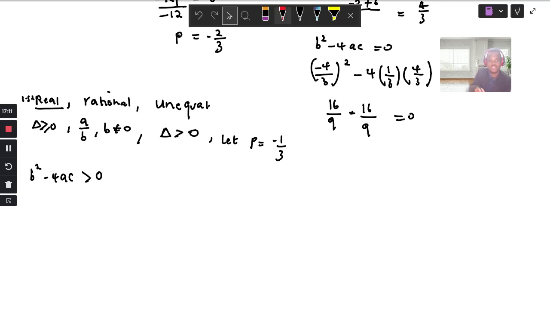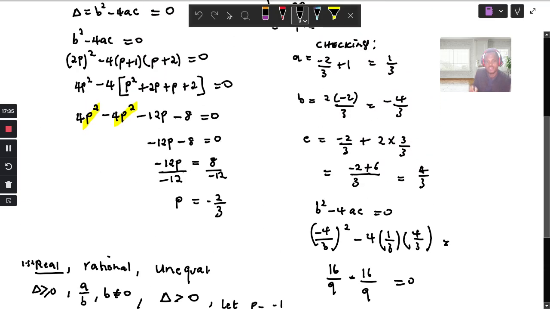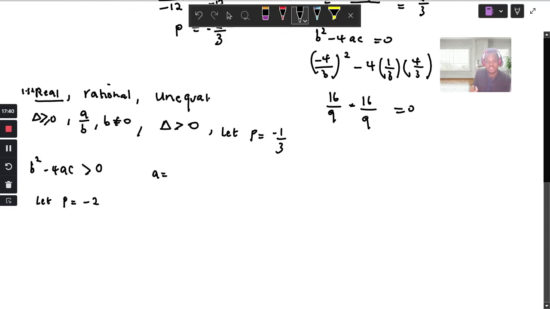So let me check something that is less than minus 1. Let me check minus 2. So if my p is equal to minus 2, let p be equal to minus 2. Start with my a. My a is p plus 1, if I'm not mistaken. Yes, p plus 1. So it becomes minus 2 plus 1. So my a becomes minus 1.